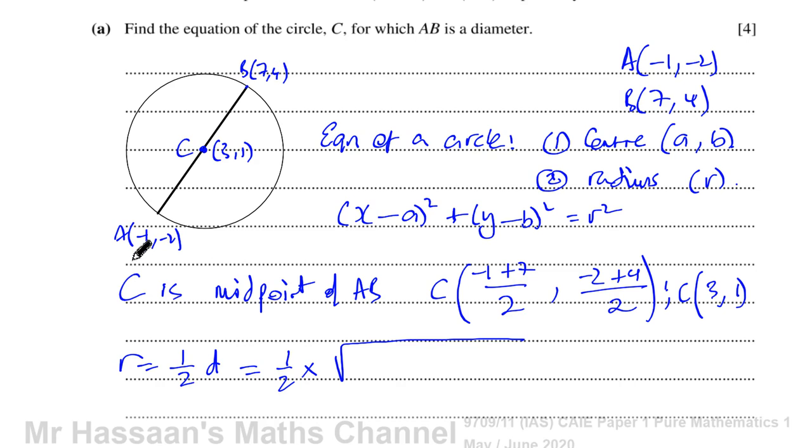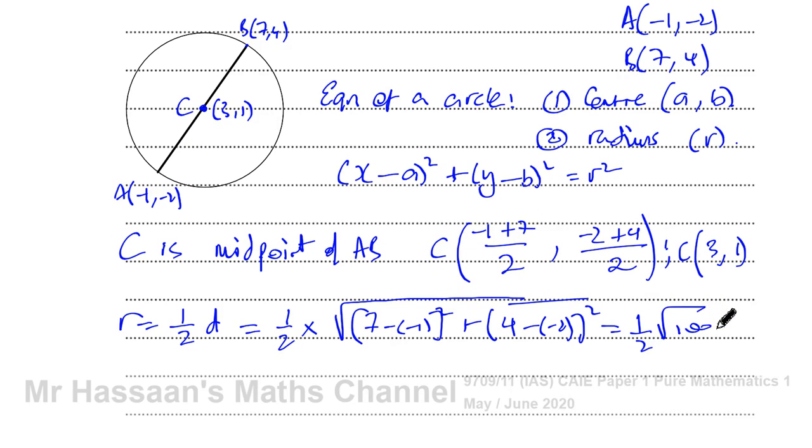So we find the change in the x coordinates, so 7 minus -1, and we square it, plus the change in the y coordinates, which is going to be 4 minus -2, and we square that and find the square root. So that's going to be a half of the square root of 7 plus 1, which is 8 squared, plus 6 squared. That's going to be 100. So it's going to be a half times root 100, which is a half times 10, which is 5.